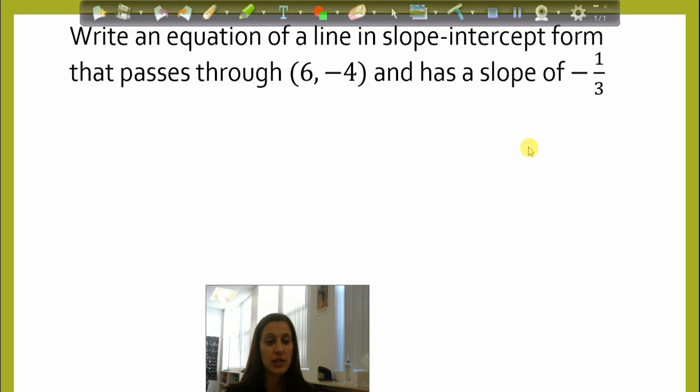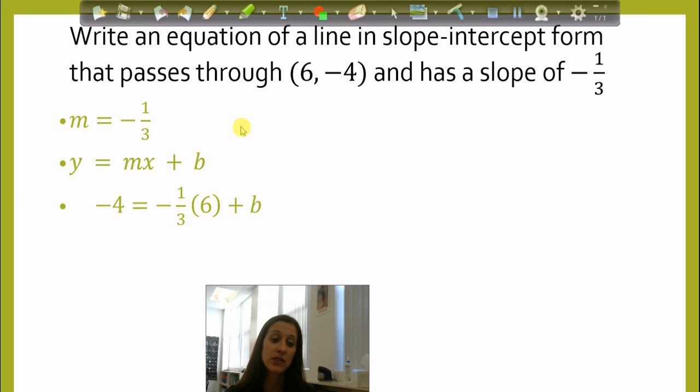Okay, so here's another example. Write an equation of a line in slope-intercept form that passes through (6, -4) and has a slope of -1/3. So again, you know the m value is -1/3. I'm going to plug in to slope-intercept form, taking advantage of the point that's given to me. I have an x value, which I can plug in for x, and I have a y value that I can plug in for y. I plug in those values.